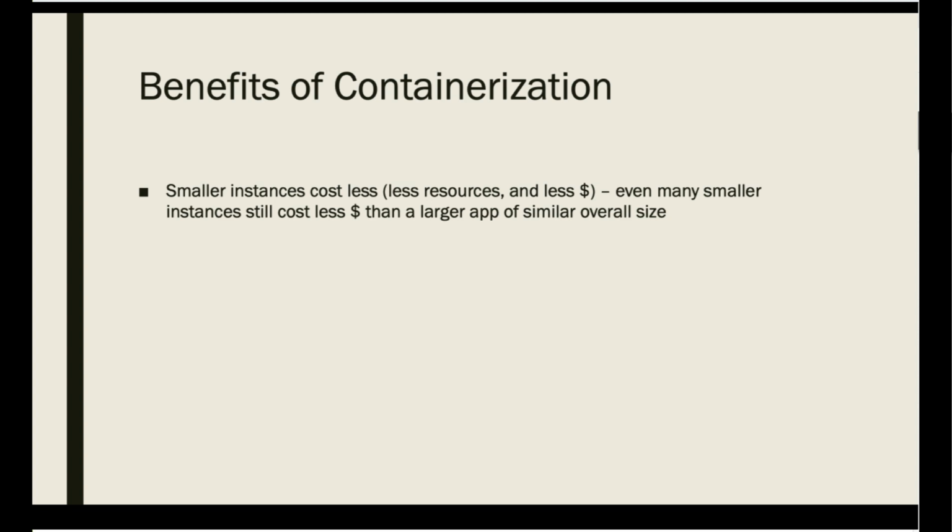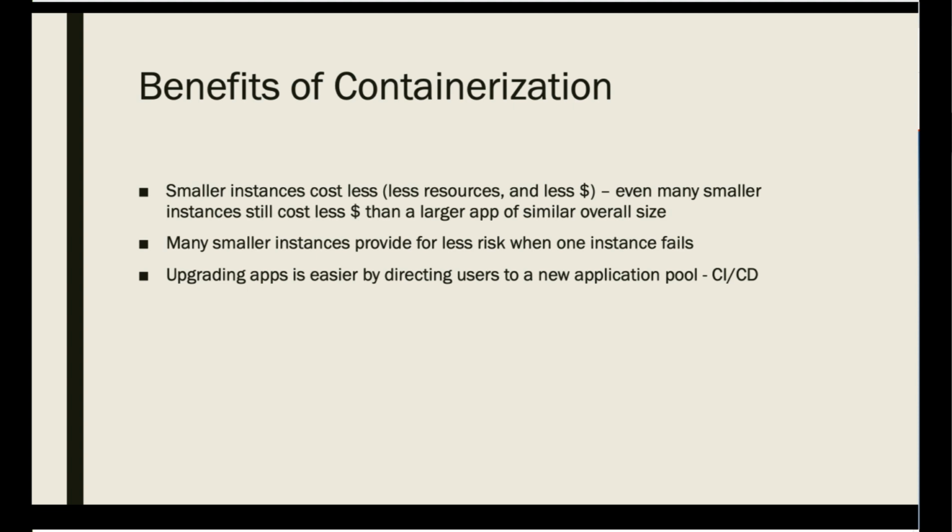Let's review some benefits. First, a smaller instance costs less in terms of resources and financial cost. Second, when you build a large app and it's comprised of lots of little smaller containers, a single container failure is a relatively small issue, and the app should still continue to satisfy user requests based on the other containers that are still running. Third, when you want to upgrade an app, you can simply deploy the newer version of your code to a new set of containers.